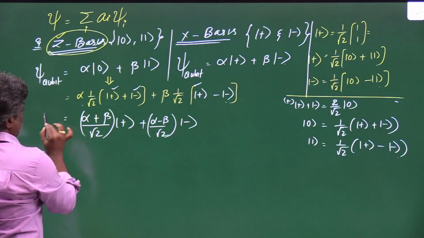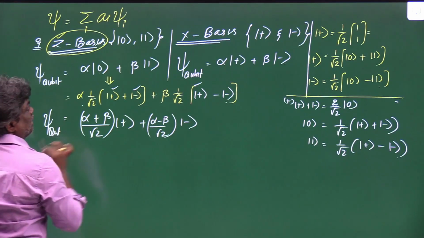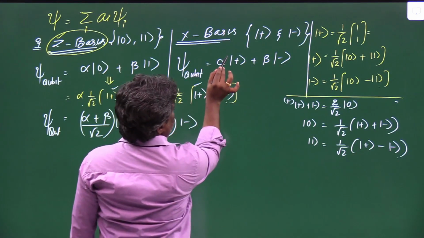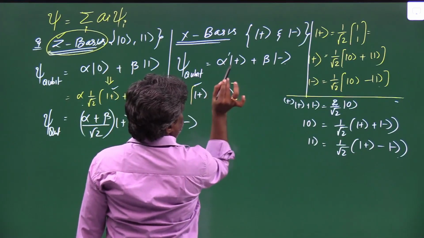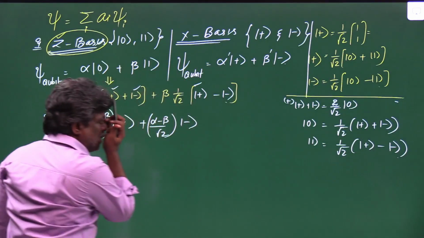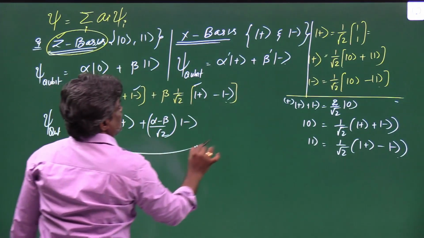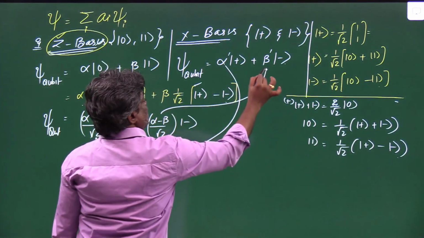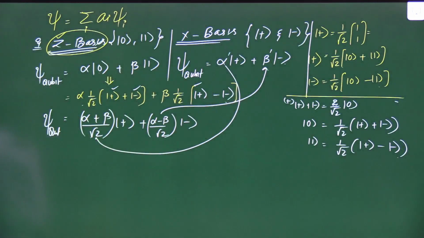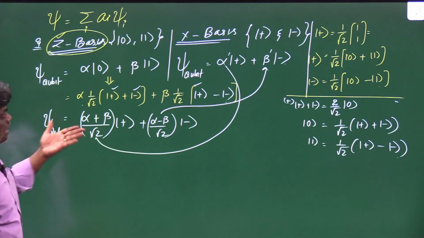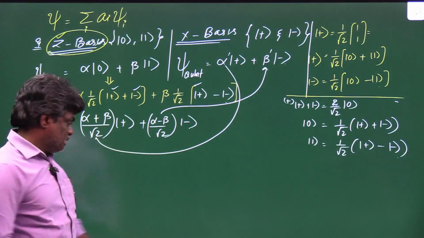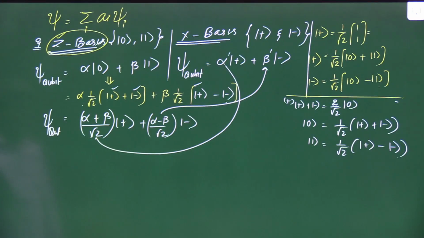So see, this is our qubit in the Z basis. Earlier we wrote alpha and beta, but now you should not take alpha as it is. It is alpha prime and beta prime. This alpha prime is nothing but this, and this beta prime is nothing but this. So we can rewrite in any basis. It's not an issue. Fine? Any doubts, sir?